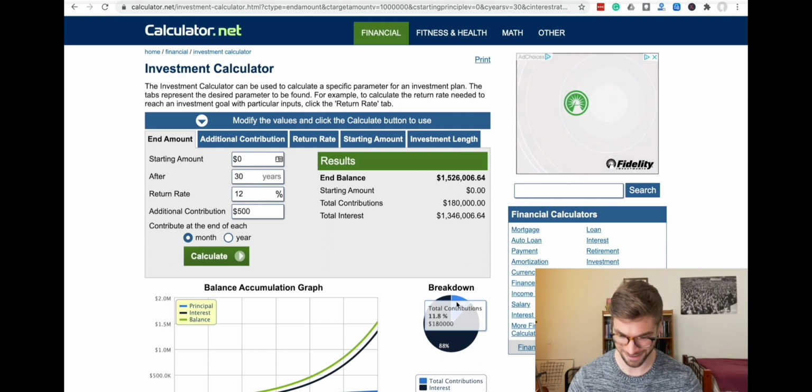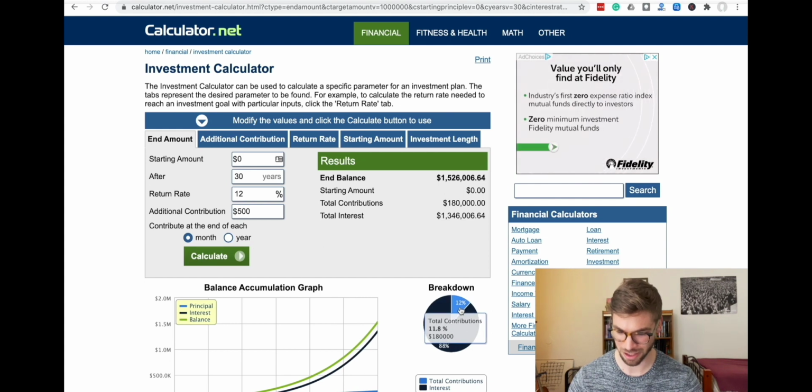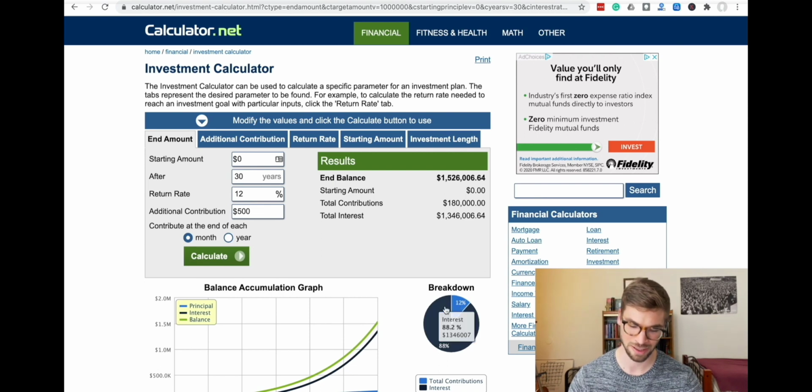So you can see this in this breakdown chart. This is pretty crazy. Your contribution over the 30 years is $180,000. The contribution from the investment itself is $1,300,000 total. And you can see that broken down up there. And by the way, all of these are with a starting amount of $0.